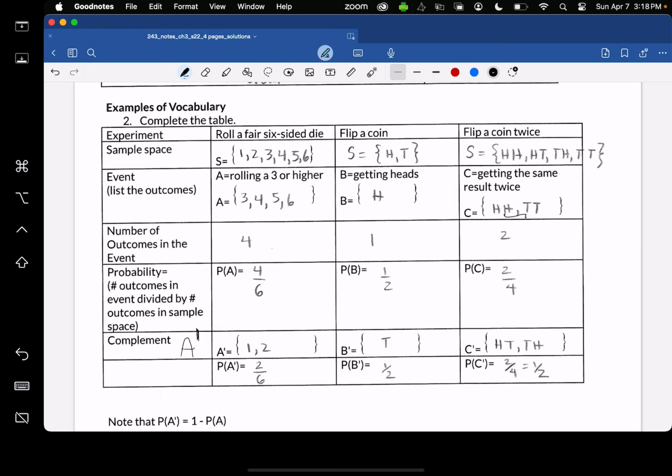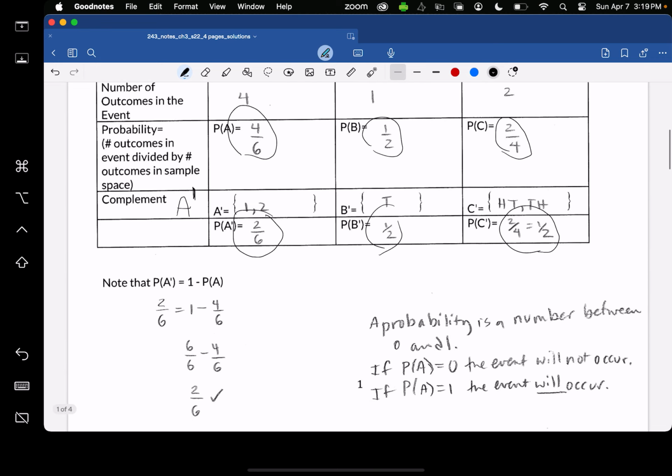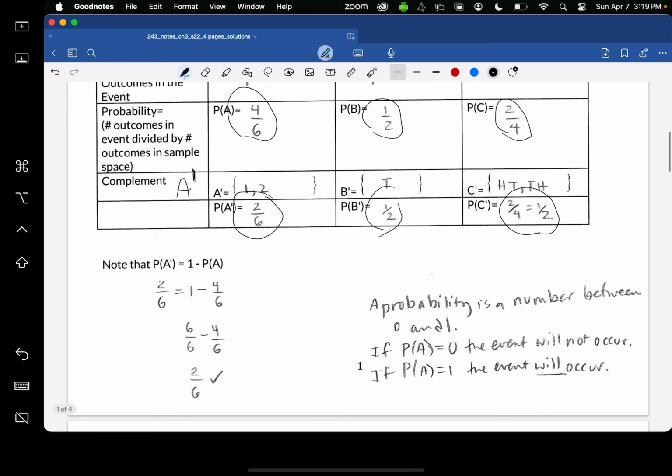And then the probability of that complement is 2 out of 6, 1 out of 2, or 2 out of 4. And notice that the probability of A and the probability of A complement add up to 1 in both cases. And that shouldn't be too surprising. So that's a general rule. The probability of A complement is 1 minus the probability of A.